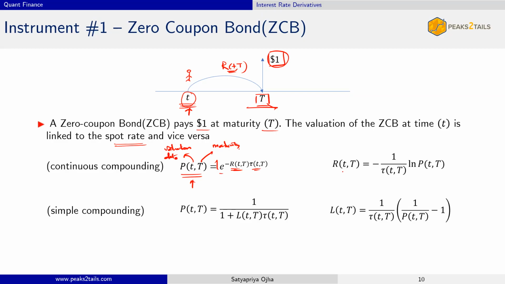And you can back out the spot rate from the zero coupon bond price, right? So take the log of P(t,T), so the e will vanish, and then take the tau(t,T) to the other side as 1 divided by this. So this is how you can extract spot rates from zero coupon bond prices. Any questions so far? But remember, the spot rate that you will get if you use this formula is a continuously compounded spot rate. Are you clear with this? Any questions?